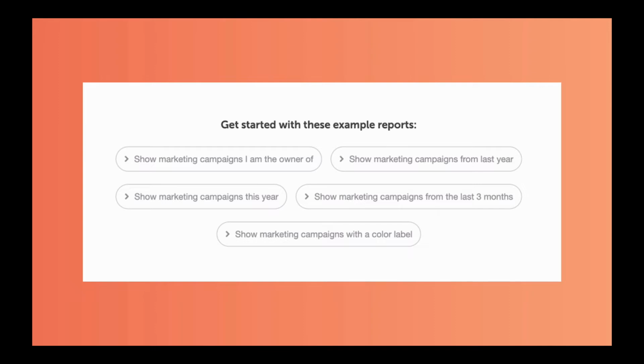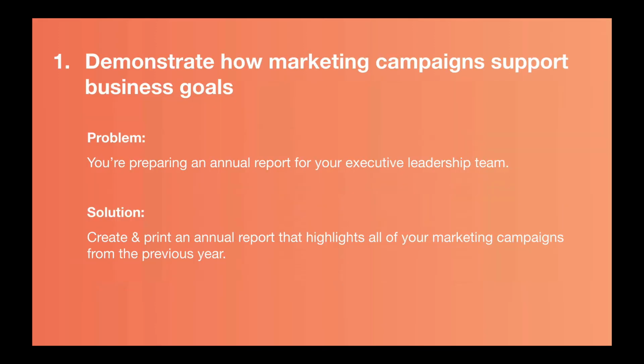You can find these examples by clicking Marketing Campaign Report in the Analytics tab of your CoSchedule account and follow along. The first way you can use a marketing campaign report is to demonstrate how your campaigns support business goals. Let's say you're preparing an annual report for your executive leadership team. You need to show stakeholders a quick snapshot of what your team accomplished last year without all of the details.